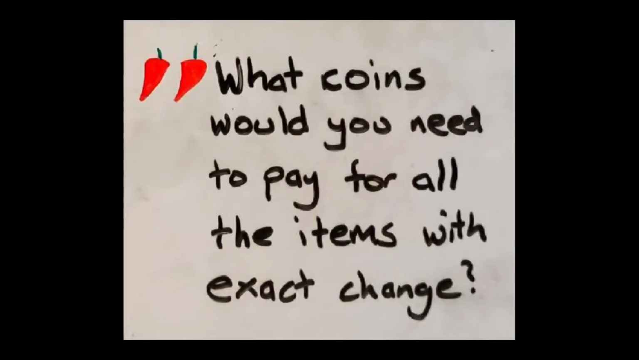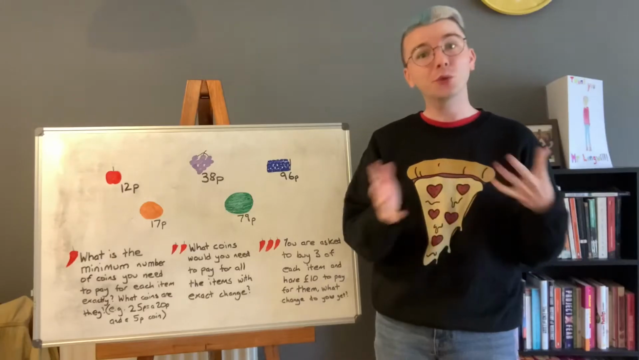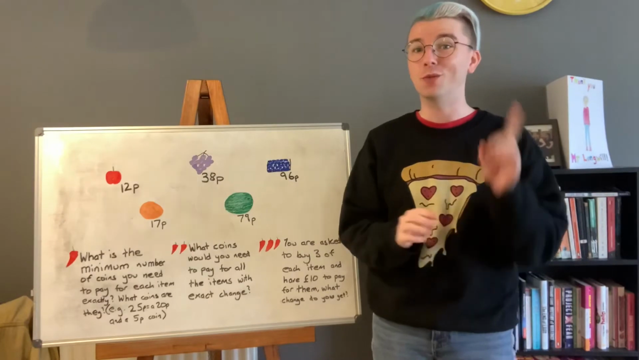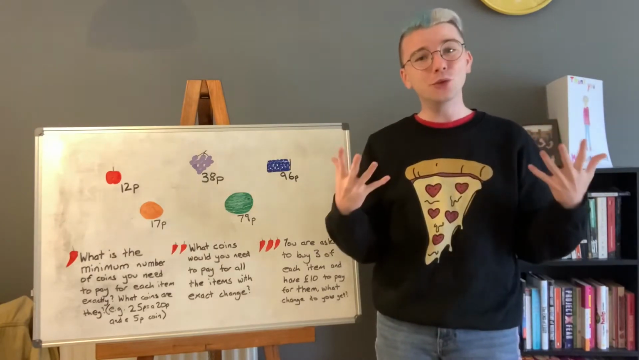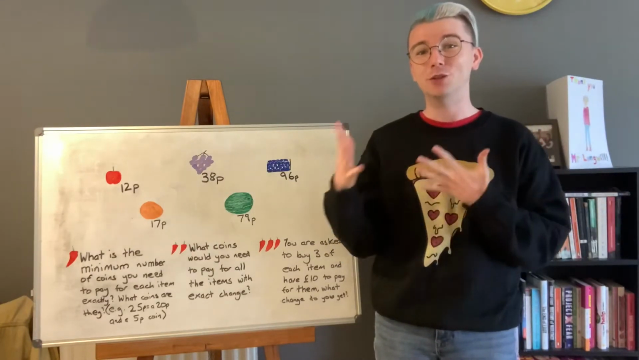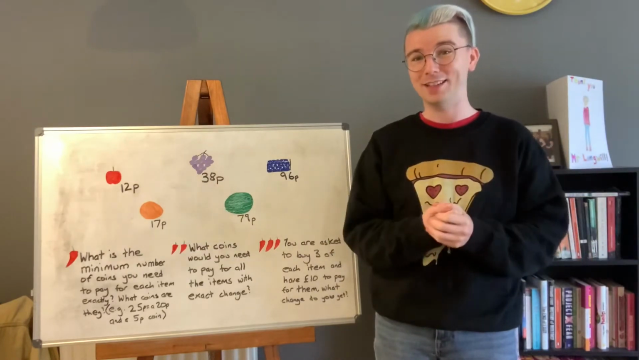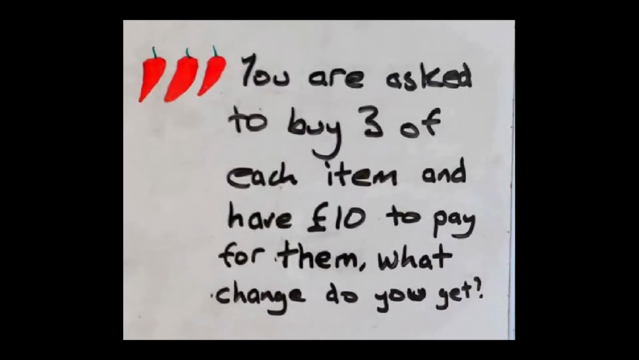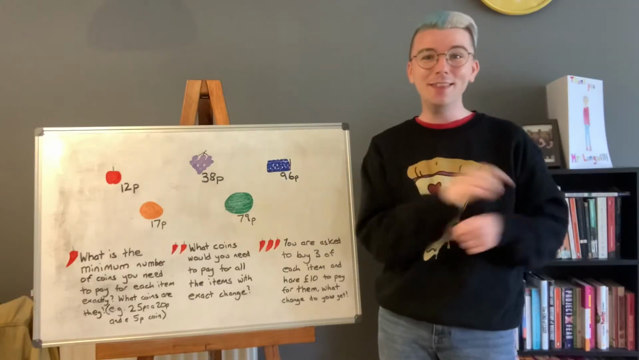In our medium problem, I want to know what coins are needed to pay for all of the items exactly. Now, although you could pay for all of these items using one £5 note, I want to know the exact coins you would need to pay for all of the items. And finally, in our hot problem, you are asked to buy 3 of each item and you have £10 to pay for them. What change would you get, and what is the minimum number of coins required to make up that change? And that's it.